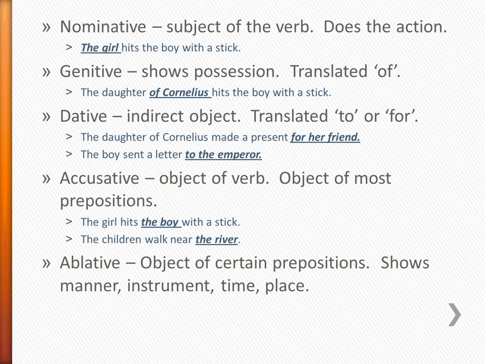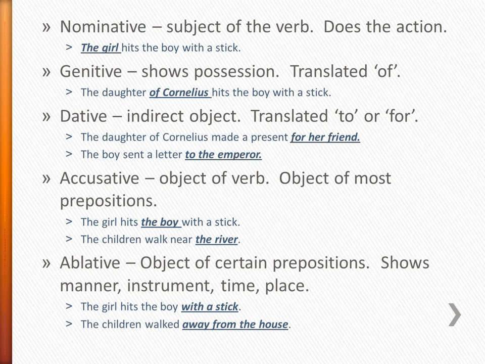The ablative does many things. It's the object of some prepositions. It shows the manner in which you do something, the instrument you do something with, the time you do something, or where, the place where you do something. So the girl hits a boy with a stick. Stick would be ablative.